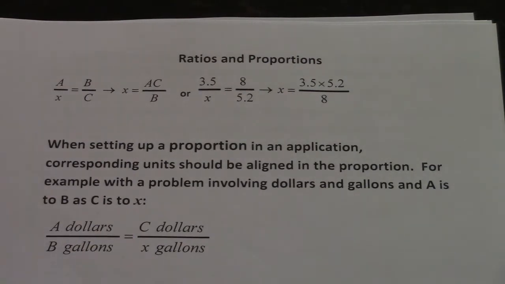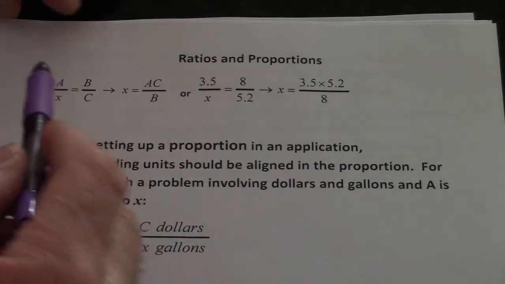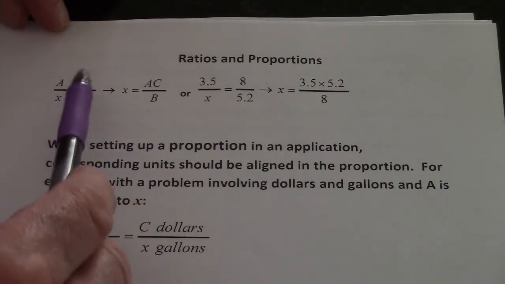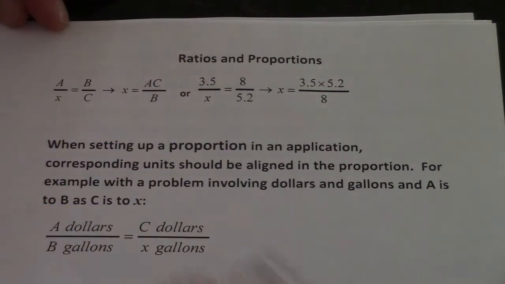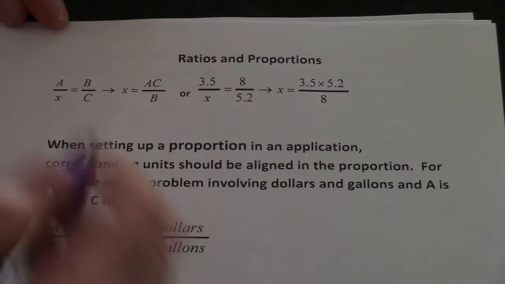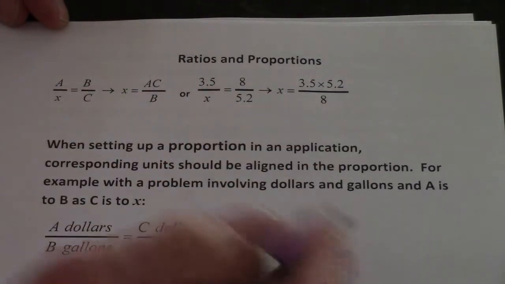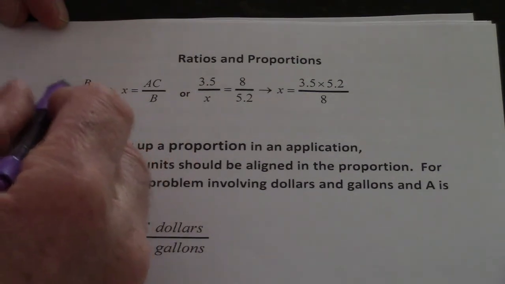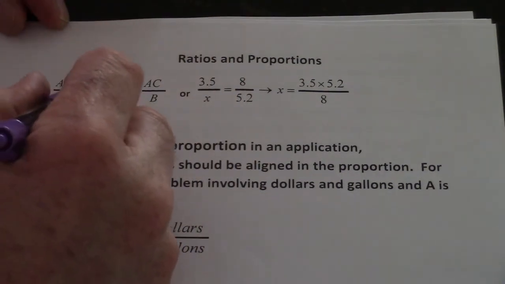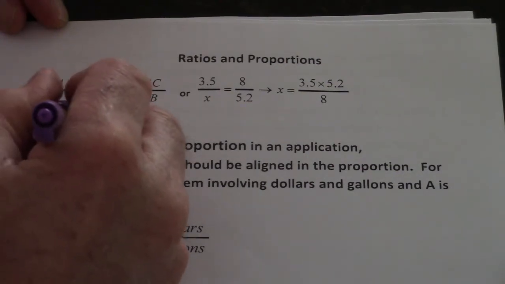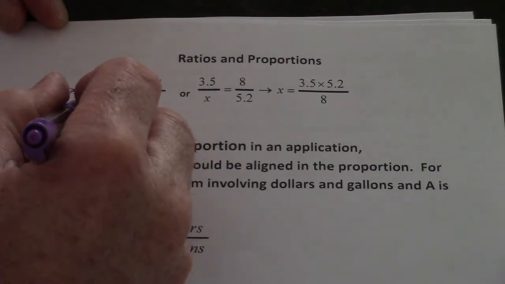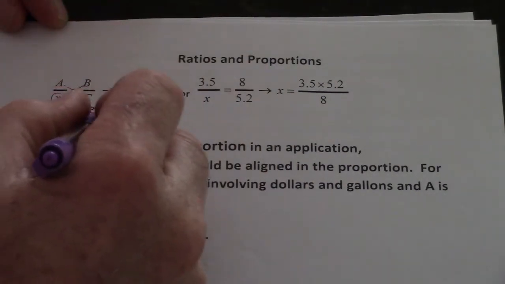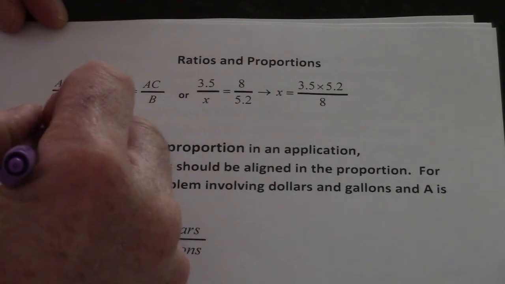So, in general, a proportion is the comparison of two ratios. A over x is a ratio and b to c is a ratio. And we know that to solve a proportion, when you have two equivalent ratios, you can multiply what are called the means and extremes. So that is, a times c should be equal to b times x, or x times b. And if you were solving for x, in this case, you'd divide both sides by b.